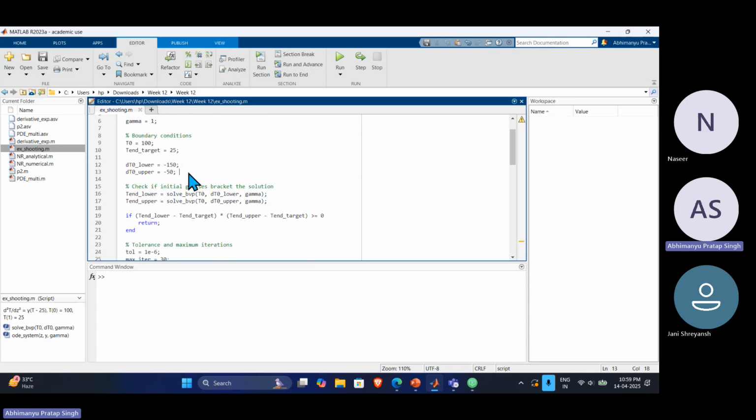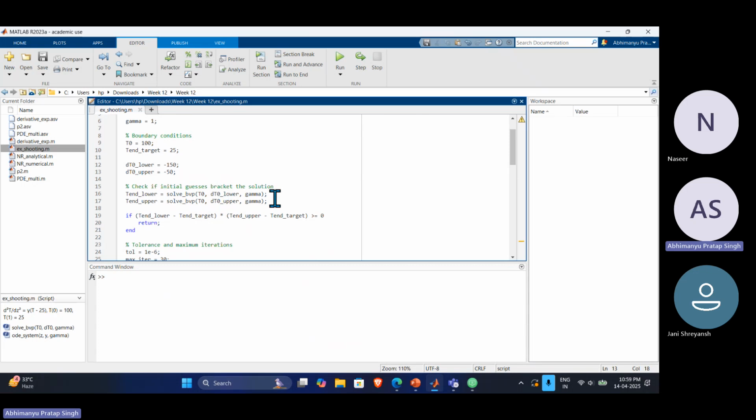The other thing that we can do, because the temperature is going from 100 to 25 in 1 meter, is choose something close to minus 75. Assuming that it's a linear drop, then we can choose something like minus 75. So the lower we can take as minus 80, and then the other one we can take as minus 70.